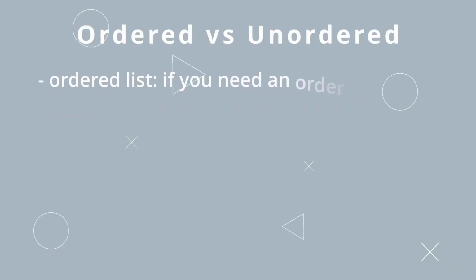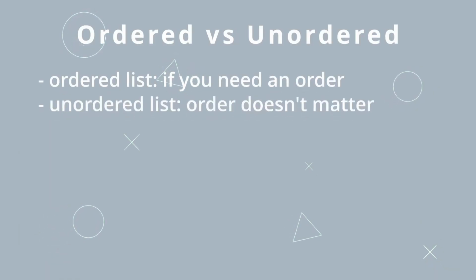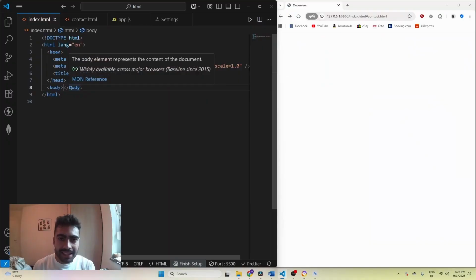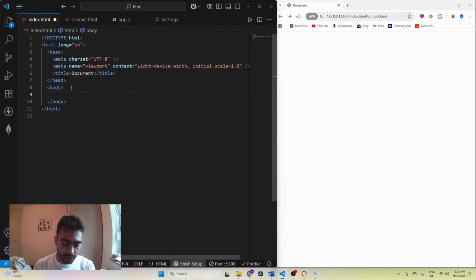If you need a specific order, like step 1, step 2, use an ordered list. If the order doesn't matter, like a list of ingredients, use an unordered list. So let's take a look at that inside of Visual Studio Code. First of all, we are going to start by creating an unordered list.